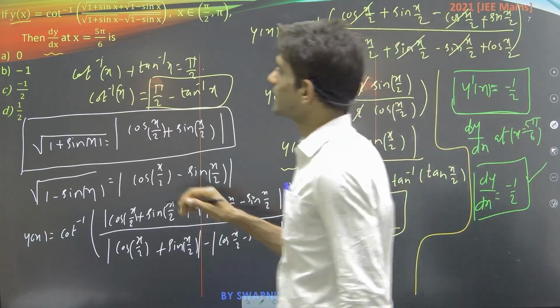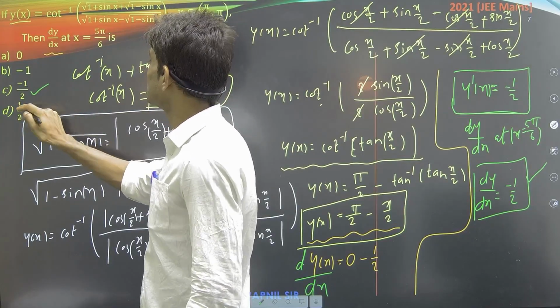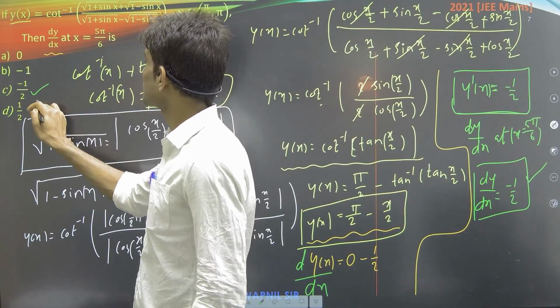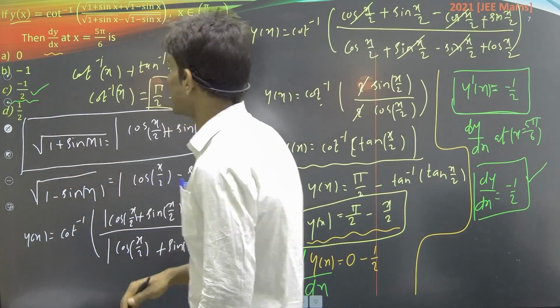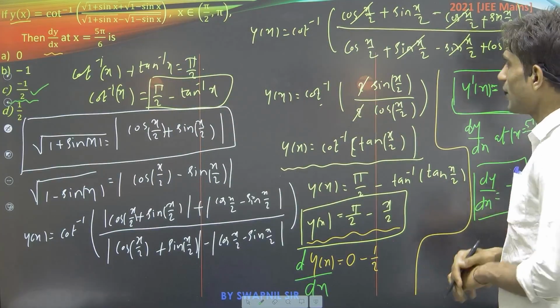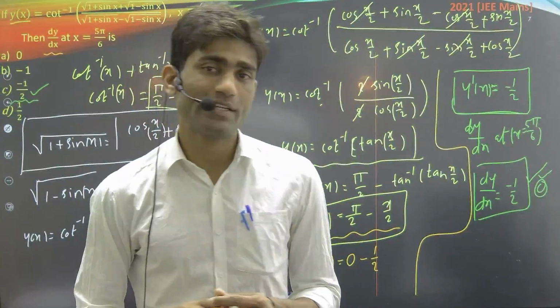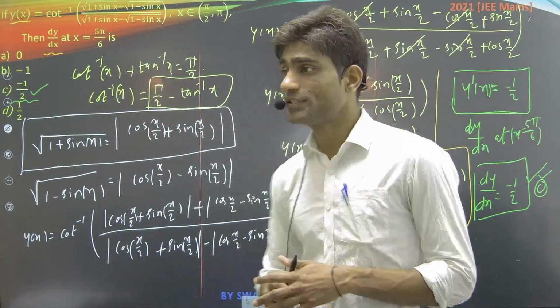dy by dx, which is minus 1 by 2, is given in our option number C. So option C is correct. I hope you all have understood. Just a basic concept we have to apply here for finding the differentiation. Let's move to the next question.